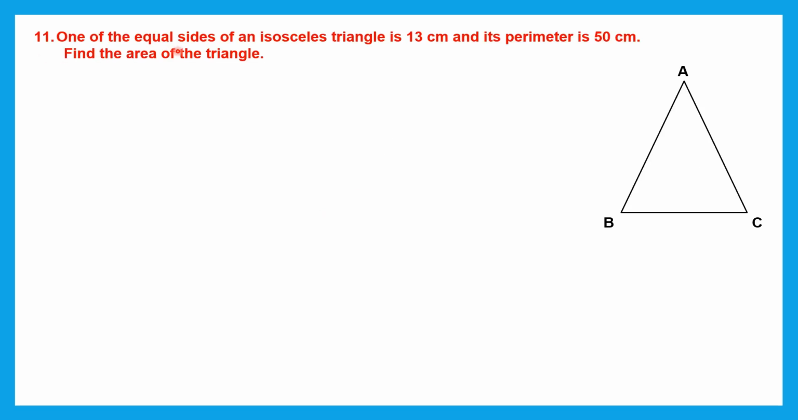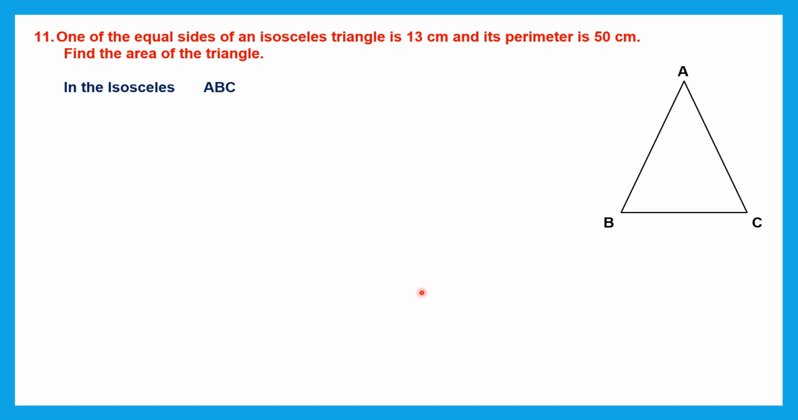Question 11. One of the equal sides of an isosceles triangle is 13 centimeters. So this is an isosceles triangle and we've been given one of the equal sides. That means the other side is also 13 centimeters, and its perimeter is 50 centimeters. So we've been given a perimeter and two sides. Now we have to find the area of the triangle.